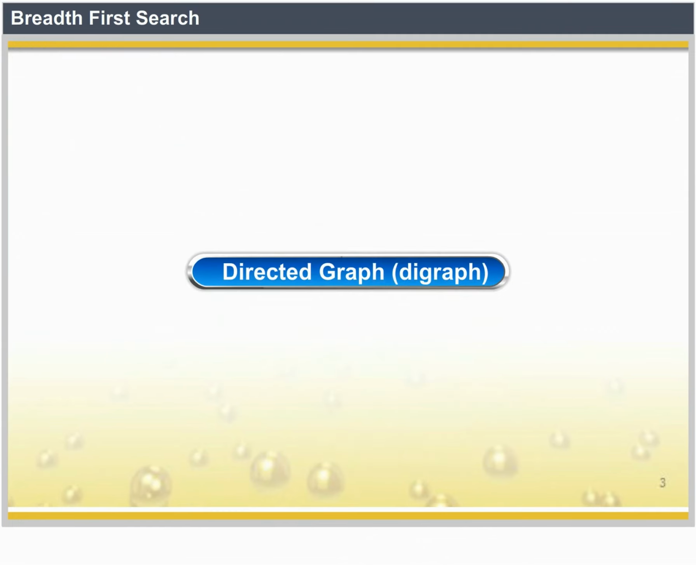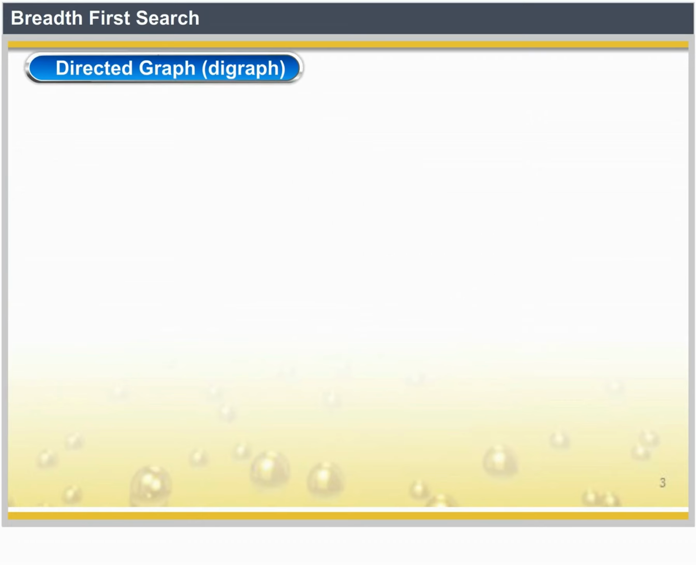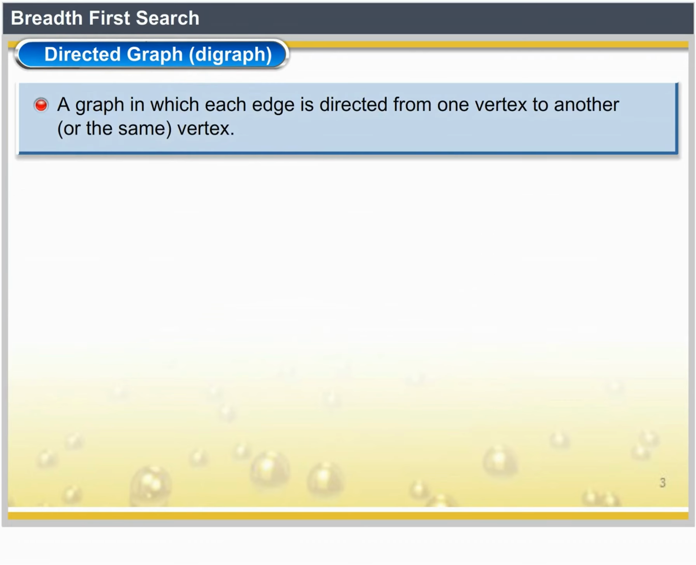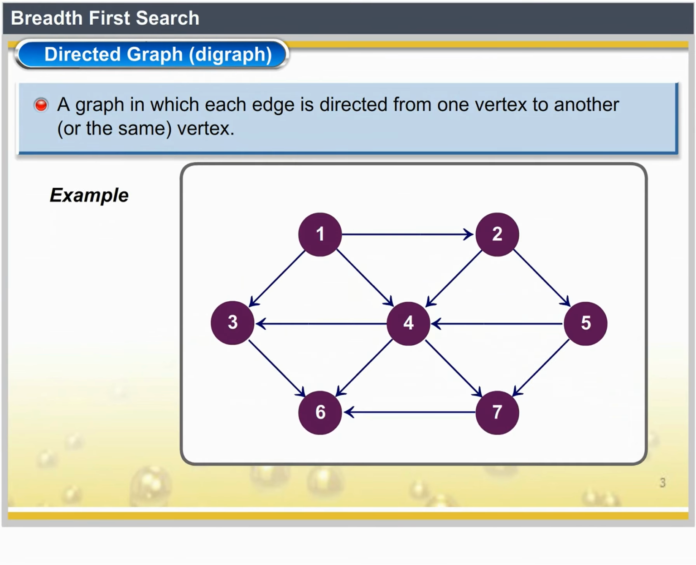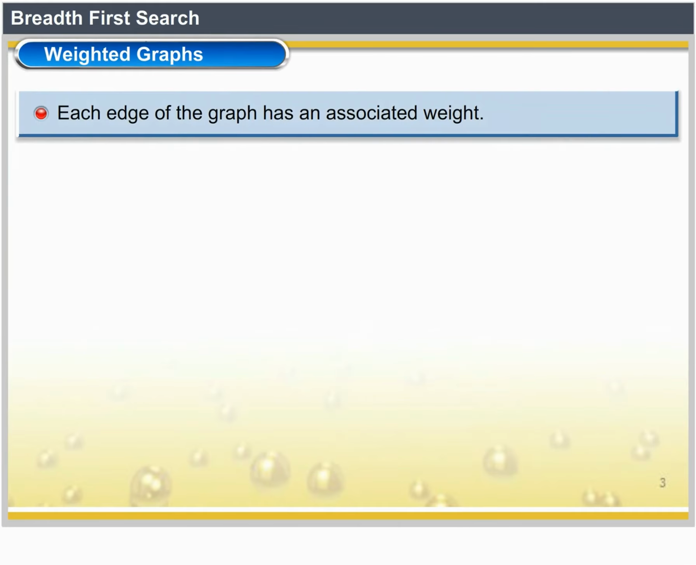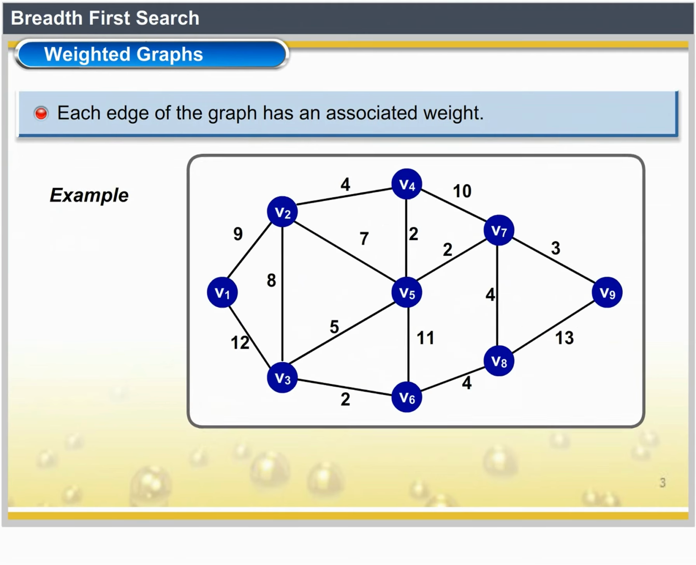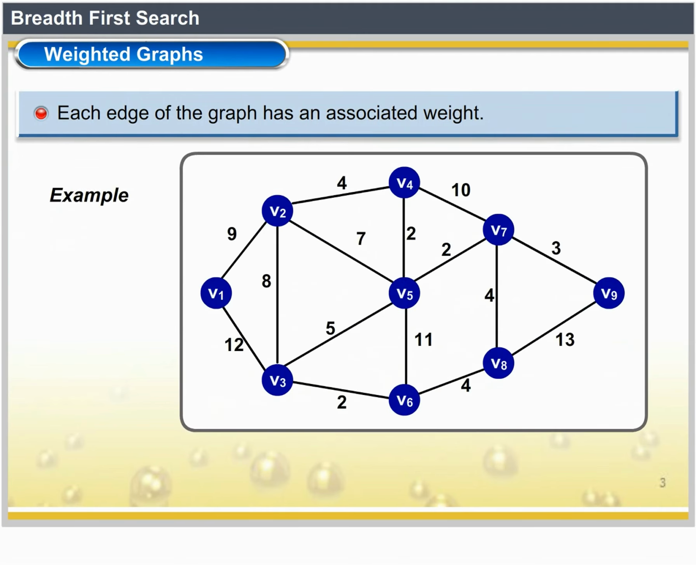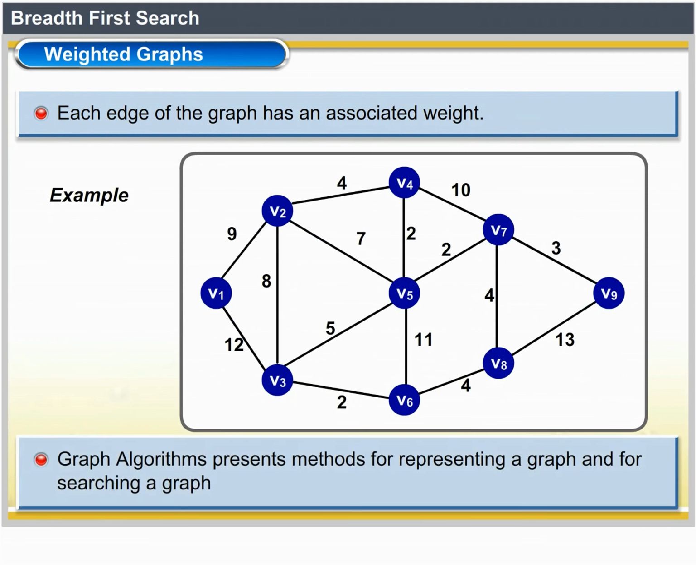Directed graph or digraph: a graph in which each edge is directed from one vertex to another or the same vertex. Example is shown here. Weighted graphs: each edge of the graph has an associated weight. Example of weighted graph is shown here. Graph algorithms present methods for representing a graph and for searching a graph.